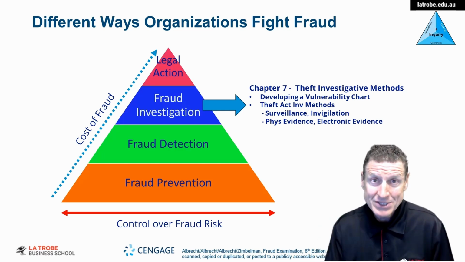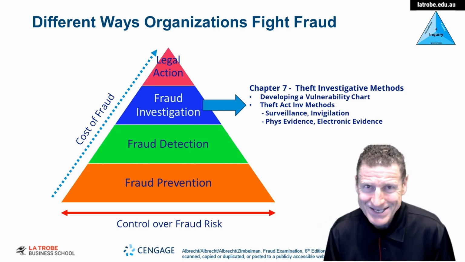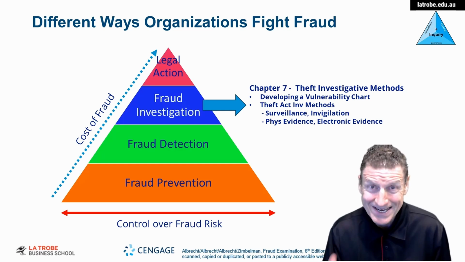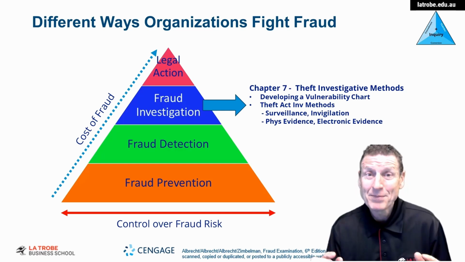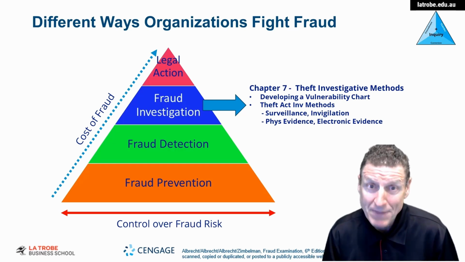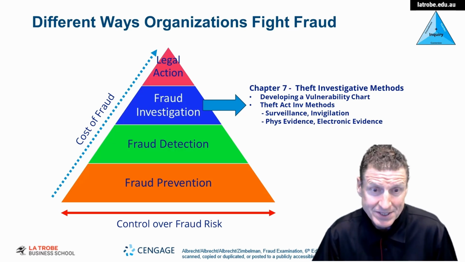So in this chapter, chapter 7, we are looking at theft investigation methods. Yes, this is stuff out of the movies, you'll see as you get into this textbook. Developing a vulnerability chart, theft act investigation methods, which include surveillance, invigilation, physical evidence, and electronic evidence.